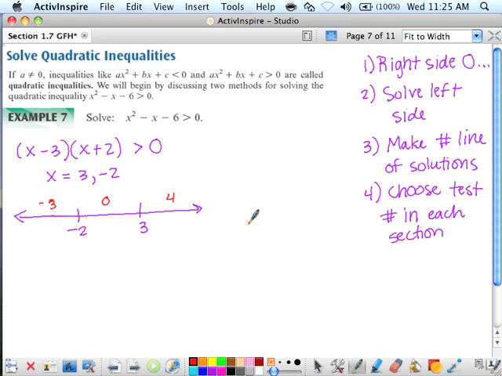Take each one of them, plug it back into the original, and tell me whether it makes it true or false. You will take each of your test numbers, plug it back into the original, and you will mark on your number line whether that number makes the original problem true or false.